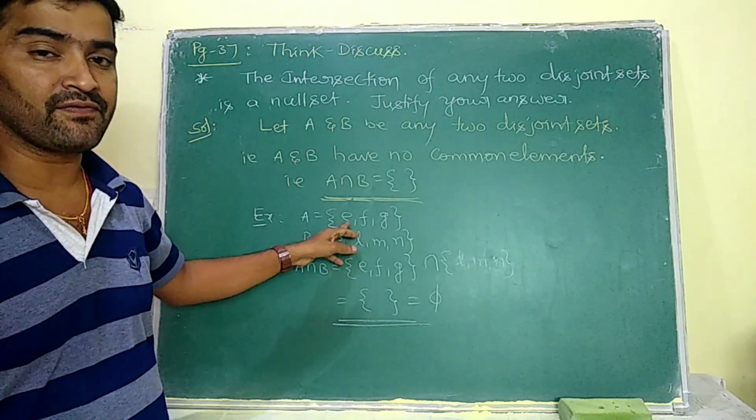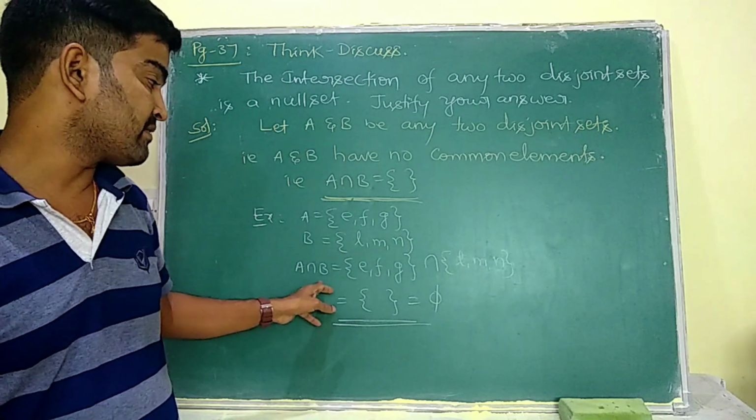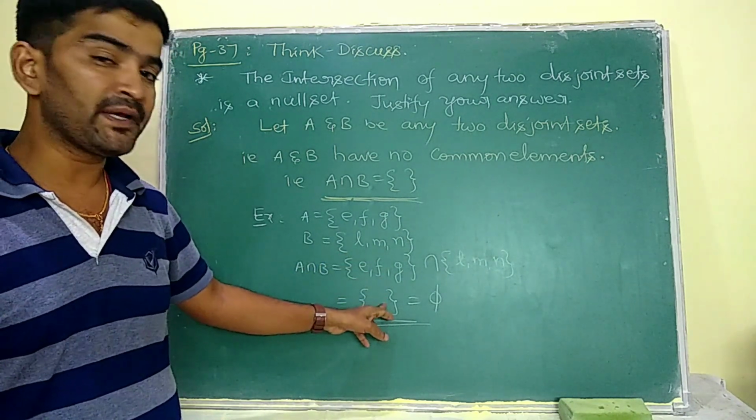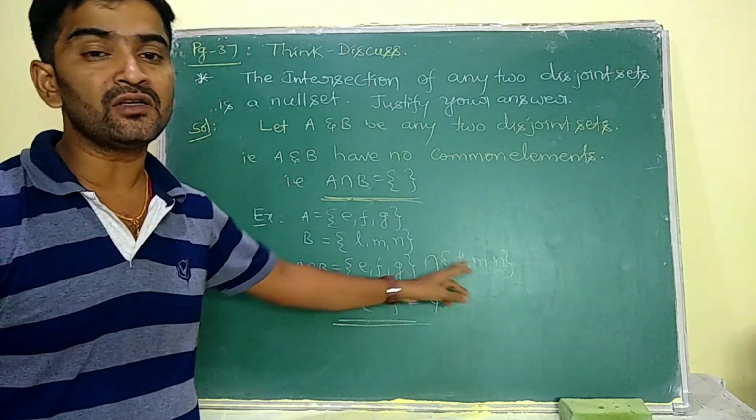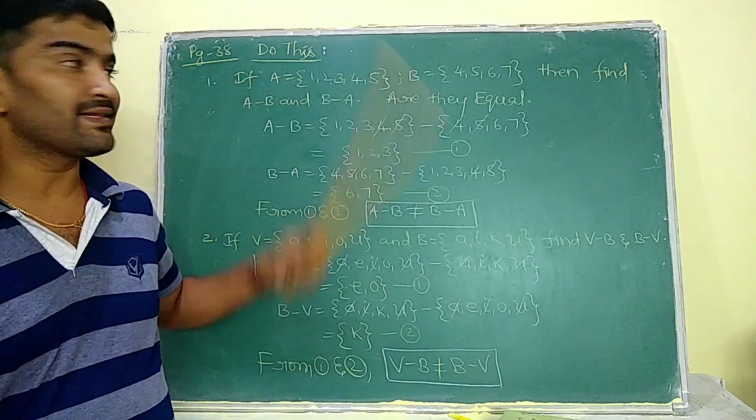A is the set of E, F, G and B is the set of L, M, N. So A intersection B is empty because there is no common element for the two sets A and B. Okay? You do this question from page number 38.